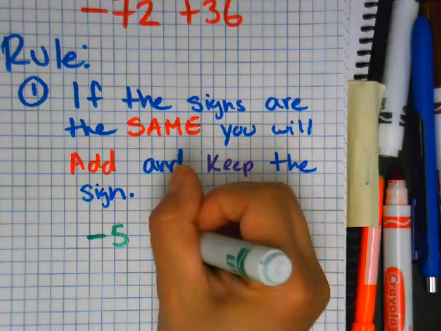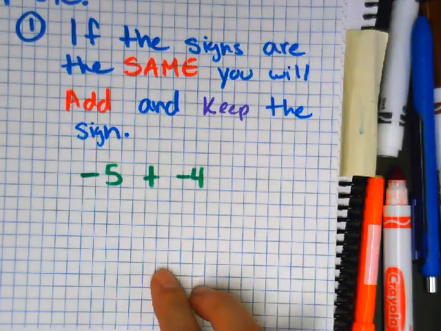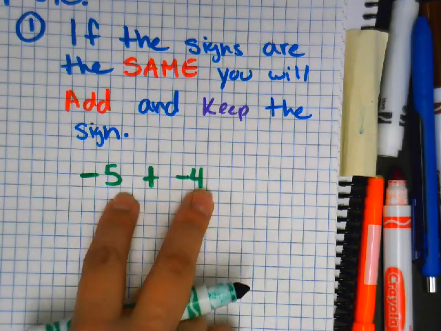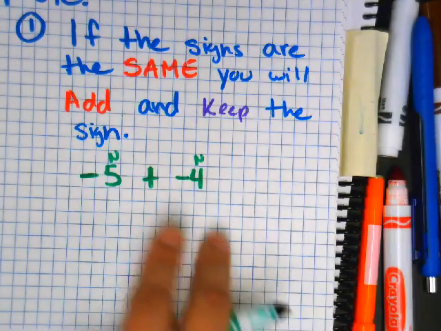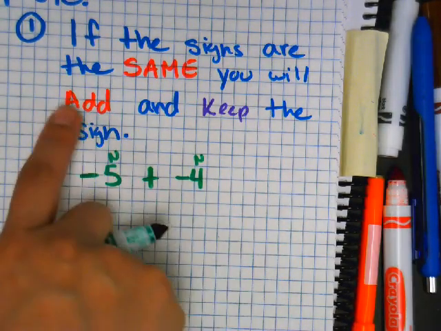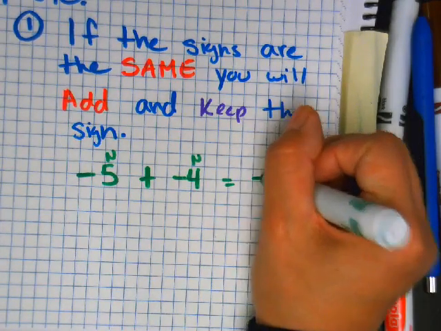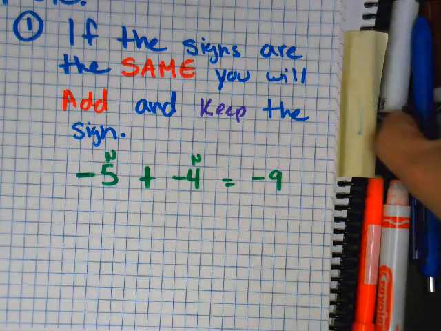if I have negative 5 plus negative 4, are they both negatives? Yeah. So if they're the same, they're both negatives. This is a negative number. This is a negative number. So if they're both negatives, I am going to add them and keep the sign. So what do we get? Negative 9. So if they're the same, you add them and you keep the sign.